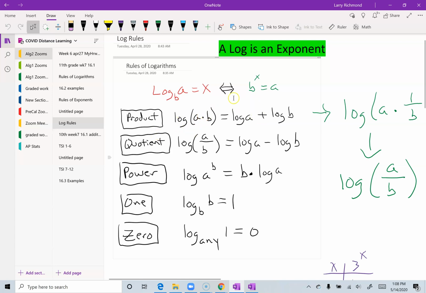That's what we're going to do. We're going to use the product rule from the right side to the left side here.